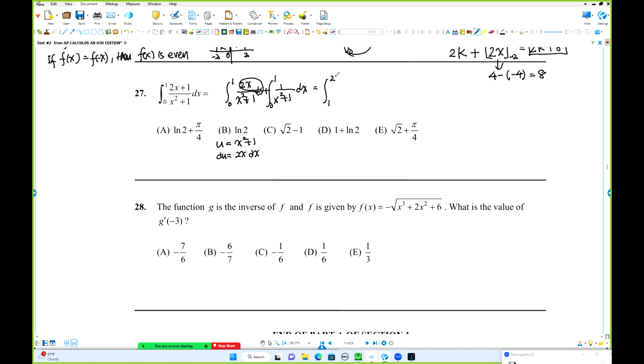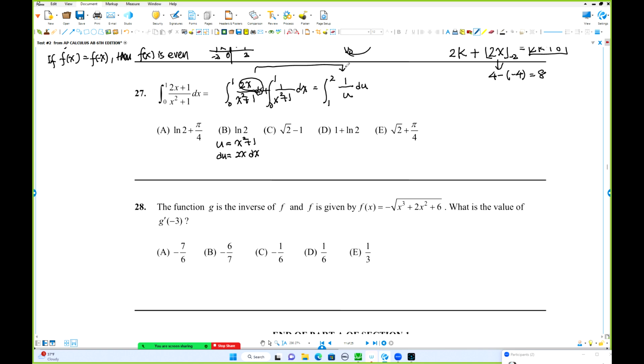So we're going to evaluate this one. This one is 1 over u du, right? Mm-hmm. Are you okay with this? Okay, now we're going to calculate this one. The next one over here. So we're going to find this one first.